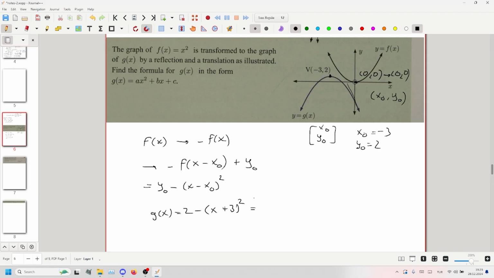And if we open that, what do we get? We get negative x squared, and then minus 6x, and minus 9 plus 2, so that would be minus 7. Okay, and that's the formula for the parabola.